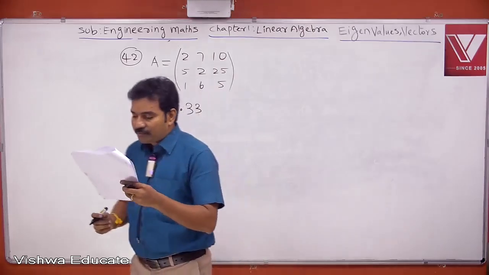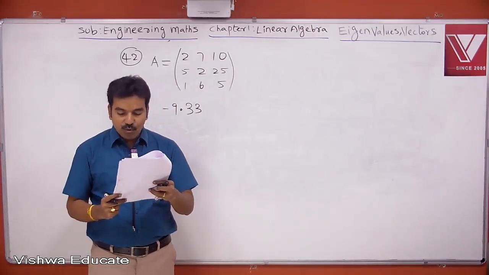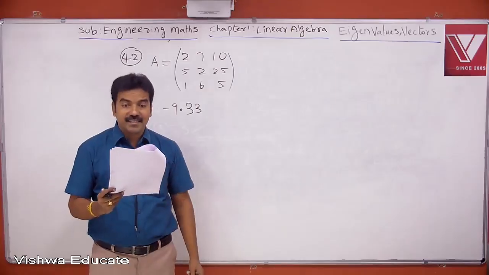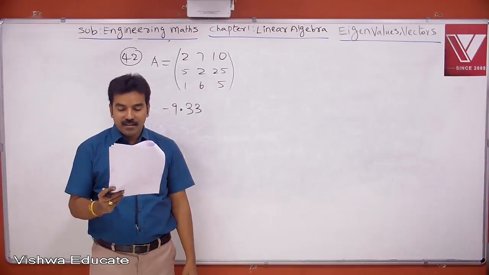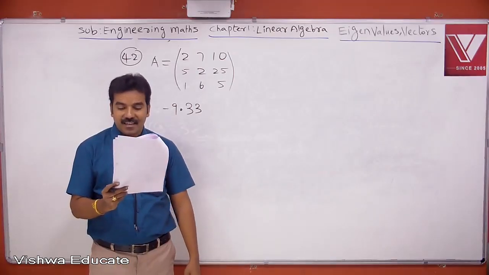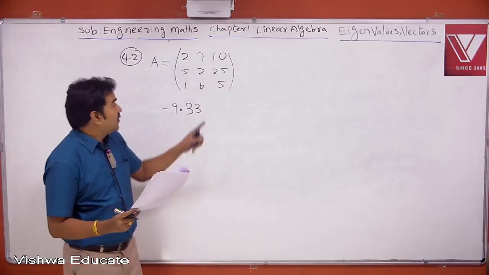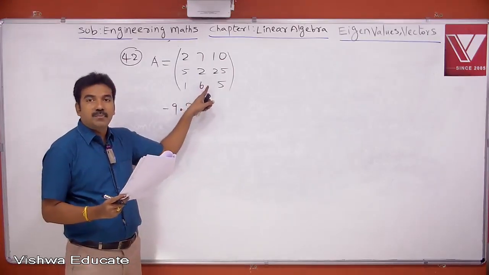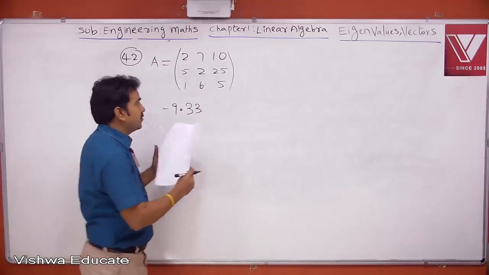Now in the options, two numbers are real numbers and two numbers are complex numbers. Option A is 18.33, B is minus 18.33, but C is a complex number and D is a complex number. Interestingly, C is the complex conjugate of D. Now this is a real matrix. Inside this matrix, all numbers are real.